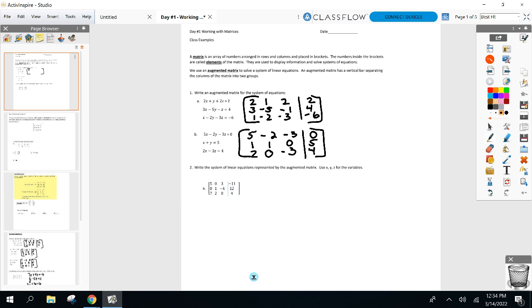All right, now go in reverse. Take a matrix and write the 3 equations for me now. So this first one, 5x, no y. You don't need to put plus 0y. It's not there. Plus 3z equals -11.